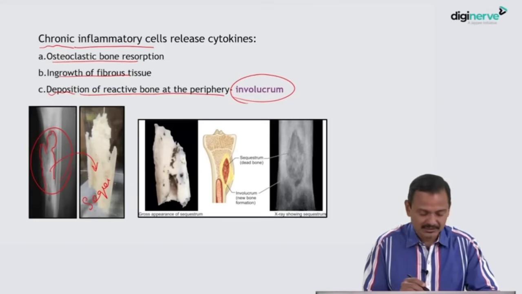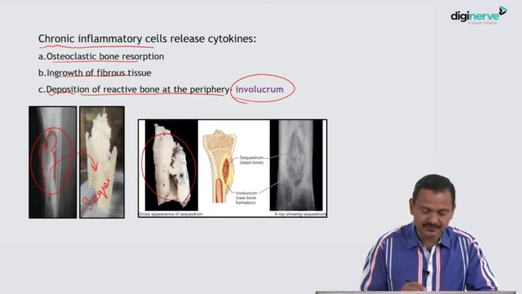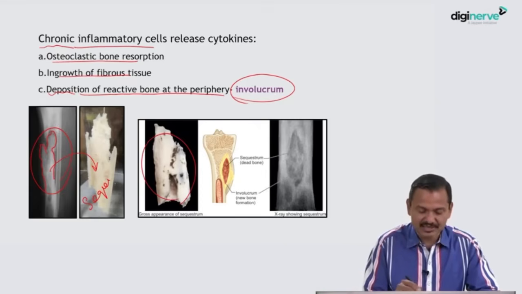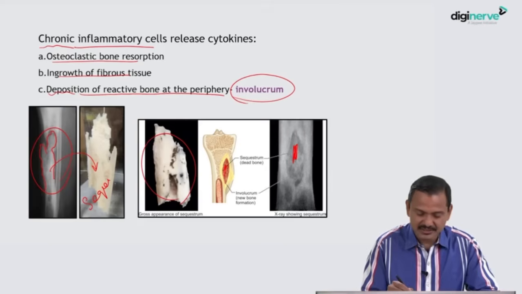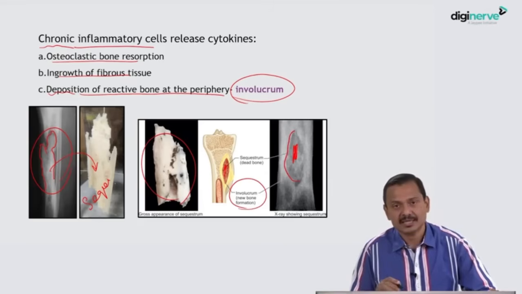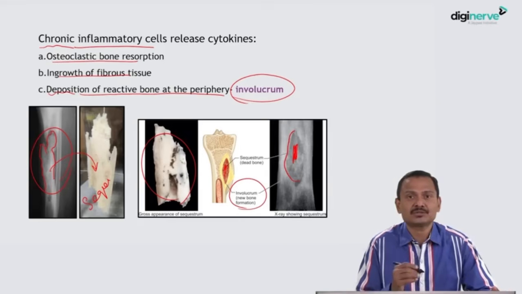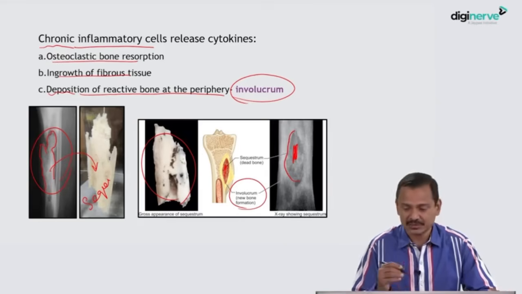This is another picture just to show you. This is a dead bony fragment, that is sequestrum, whereas this is the radiology as well as graphical presentation. Here you can make out the sequestrum. So, this is the dead bone, and surrounding the dead bone there is some new bone formation, that is called as involucrum.